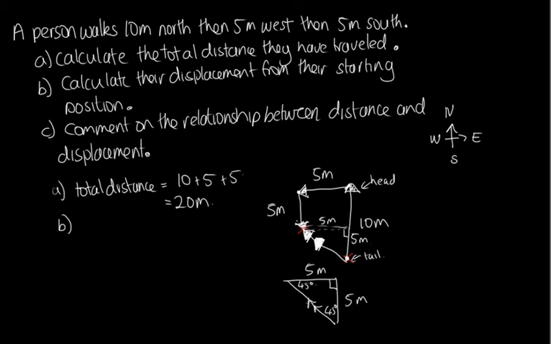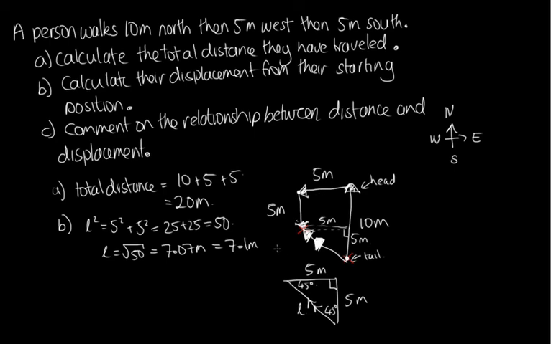To work out the length of this side, what we can use is Pythagoras' theorem. So let's let this have length L. So the length squared is equal to 5 squared plus 5 squared. So that's 25 plus 25, which is equal to 50. And so the length is equal to the square root of 50, which when we solve that on the calculator, we end up with 7.07 metres. Let's put that as 7.1 metres. These were only to one significant figure, so we could just put 7 metres if we wanted.